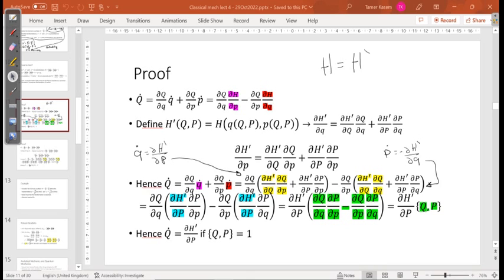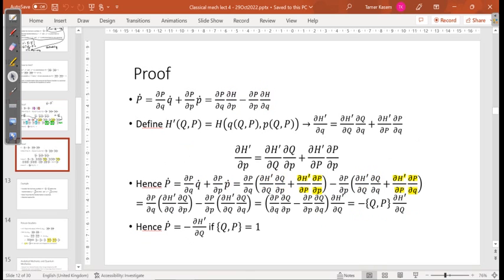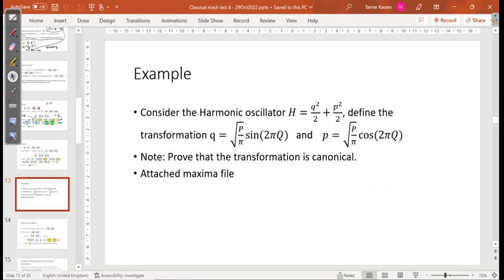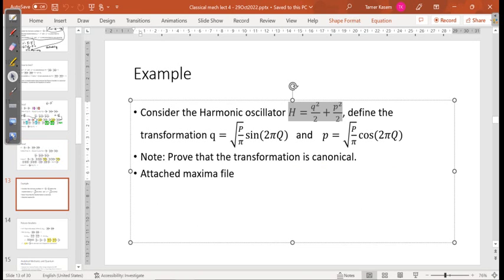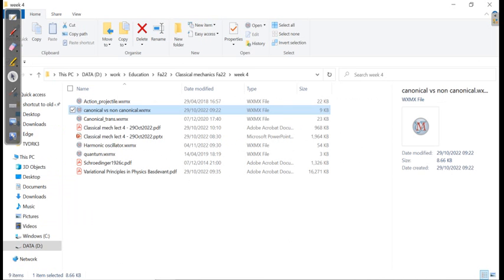For the next slide, you have the same proof for p dot, and it's following the same line. You can read it on your own and verify that everything is as expected. There is an important example for the harmonic oscillator adopting this canonical transformation. Okay. You can see what will happen for this canonical transformation.